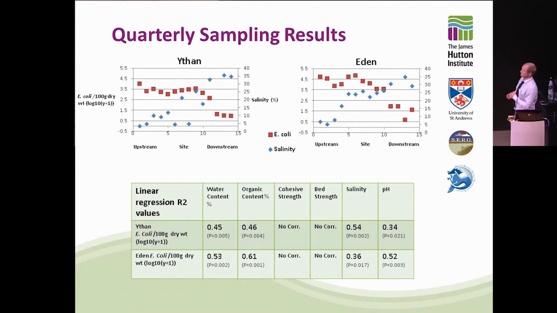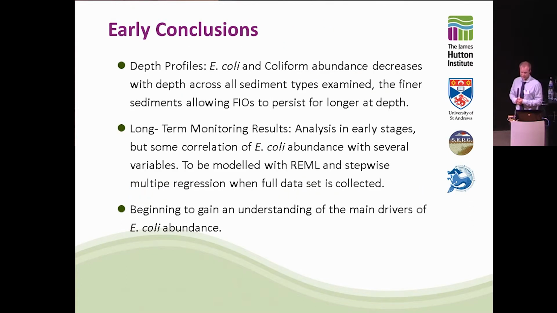So early conclusions are the depth profiles, that E. coli and coliform abundance decreases with depth across all the sediment types examined. The finer sediments allowing the indicator organisms to persist for longer at a depth.